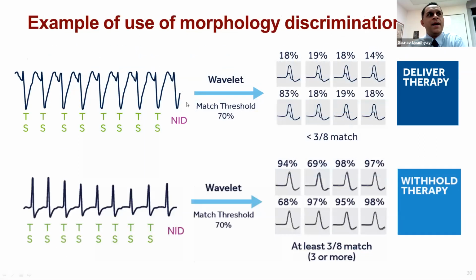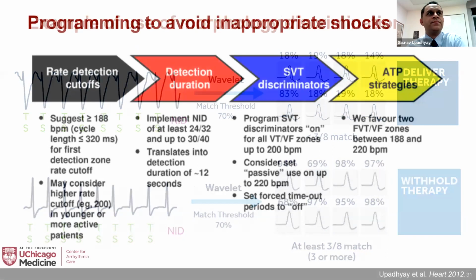So here's an example. Wavelet here, the match threshold was set at 70. It's looking at each of these beats, and they're really not matching with the original template. Deliver the therapy. Here, wavelet, the threshold 70%, and most of these beats look quite similar, and it would withhold therapy. So that's a way to try to program the device similar to a human.